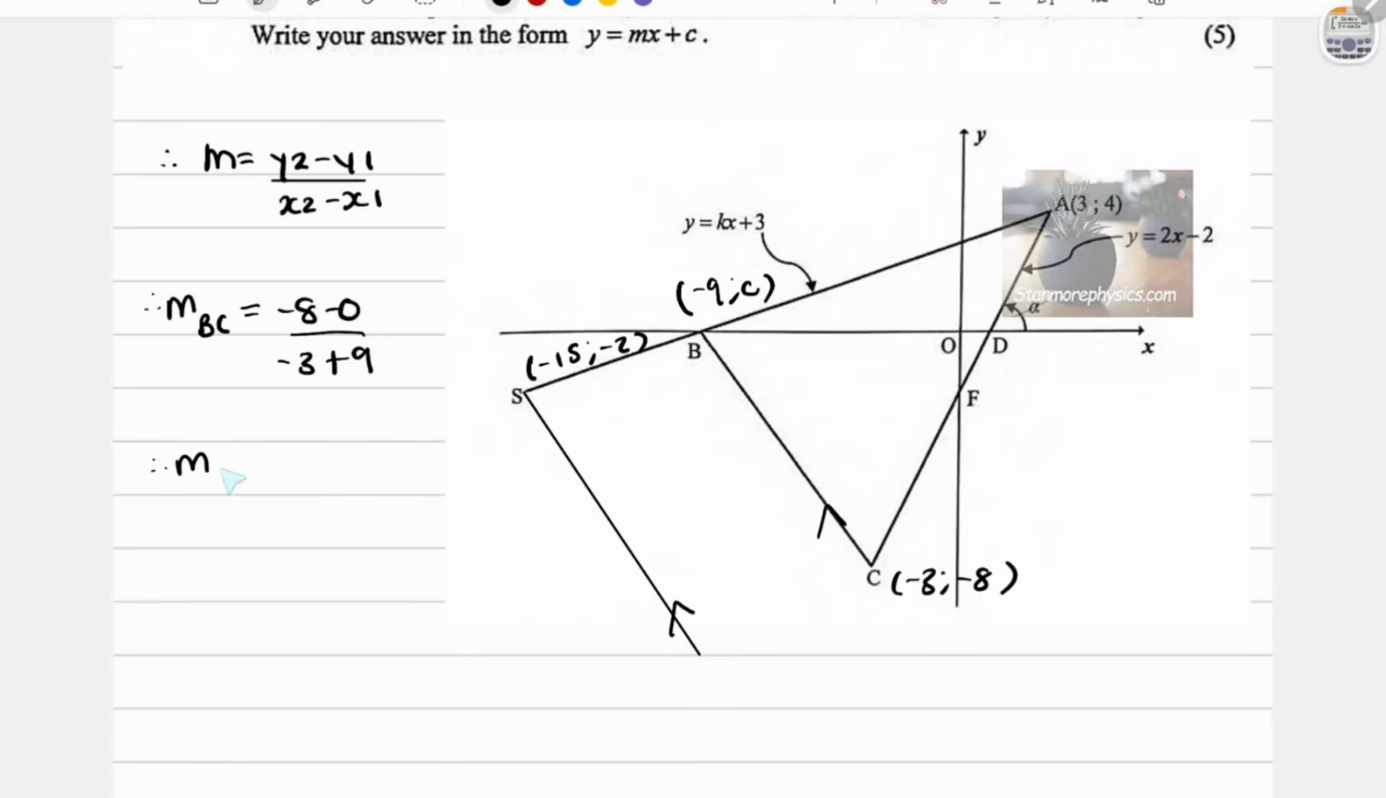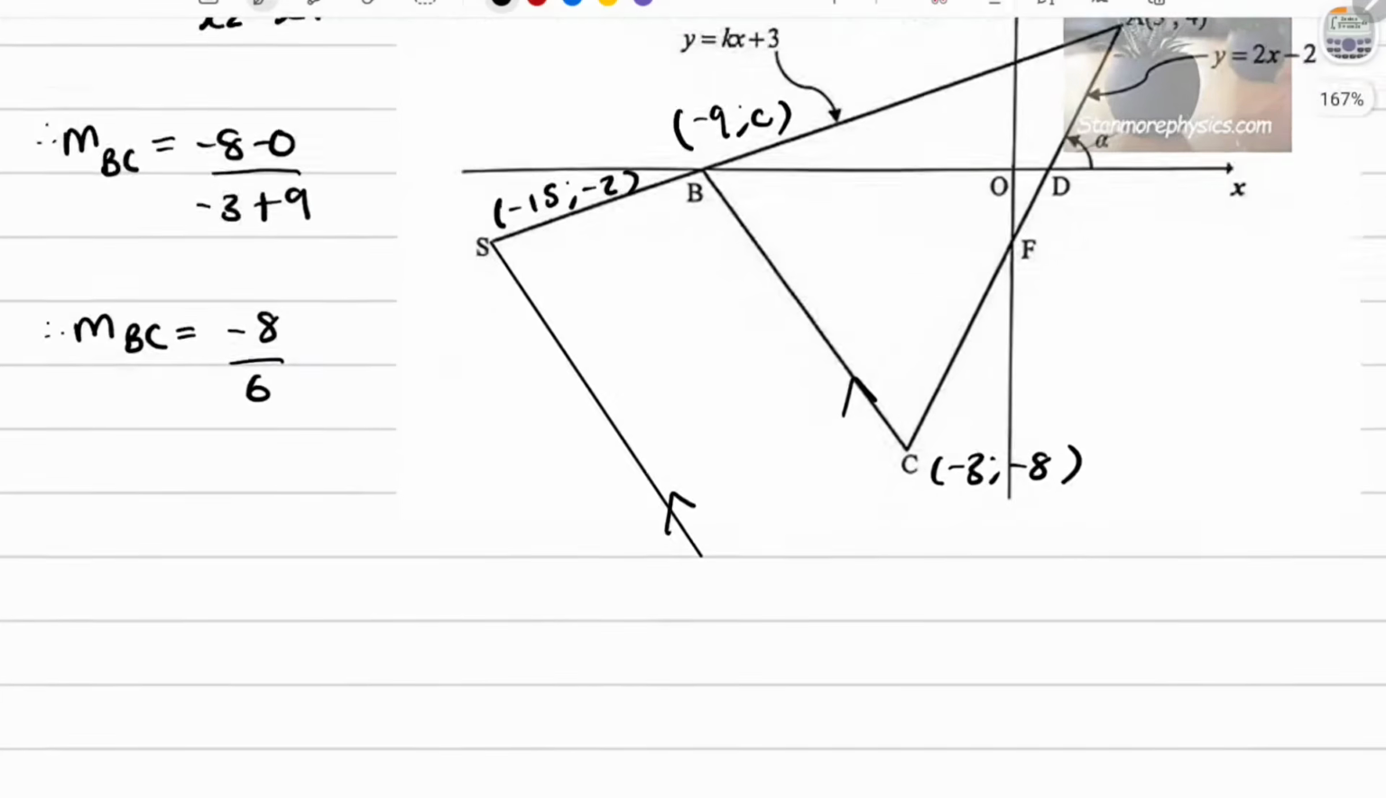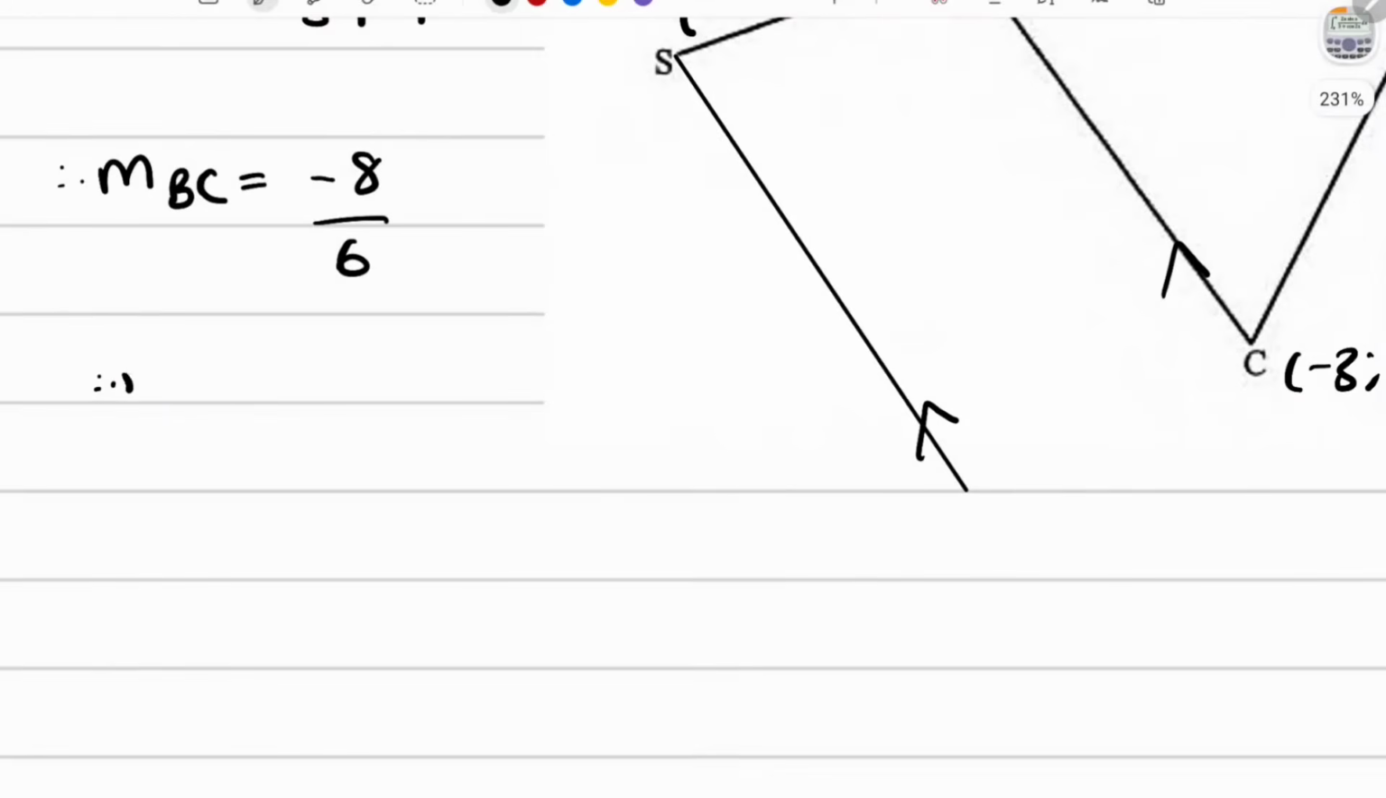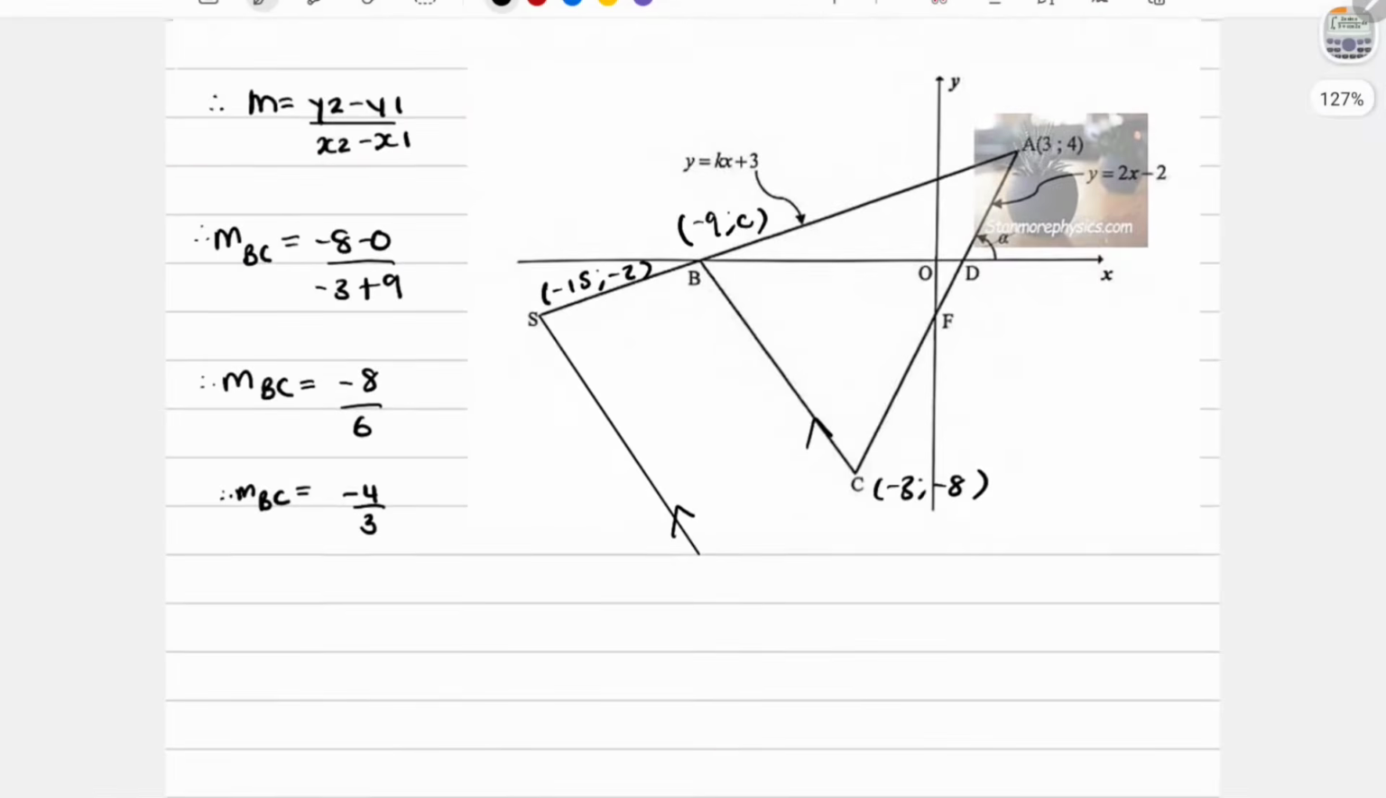So the gradient of BC is equal to -8 over, this is like say 9 minus 3, which is 6. And as you can see, these can actually simplify. So gradient of BC is equal to, they both have a factor of 2. So that's -4 over 3. Okay, so we have the gradient now.